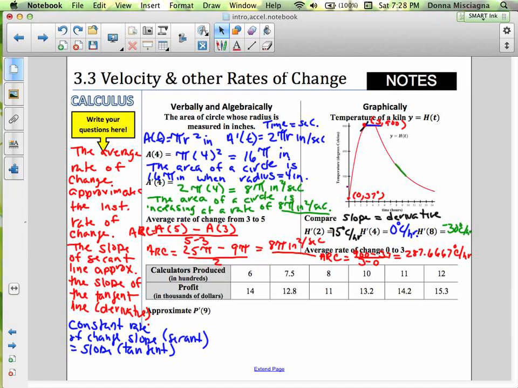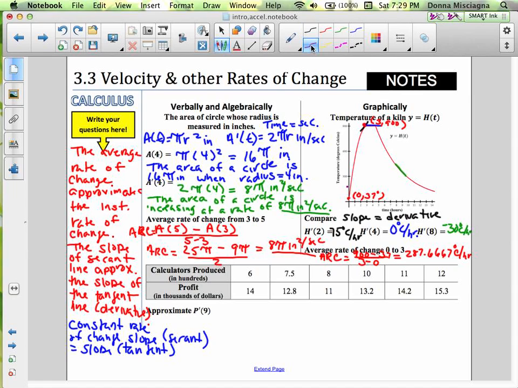Finally, let's do the last problem on this page. All right, so we have calculators produced in hundreds as our x value, and our profit is our y value. And of course, the profit is going to depend on the number of calculators we produce, right? If we don't produce any calculators, we're not going to make any profit.